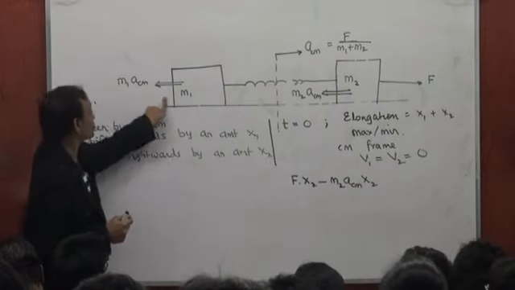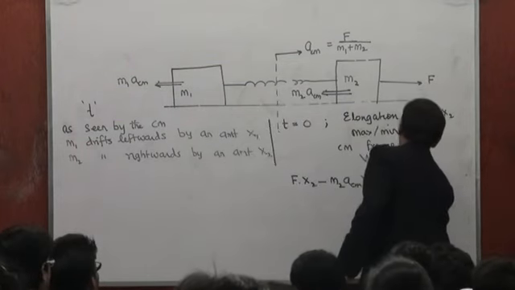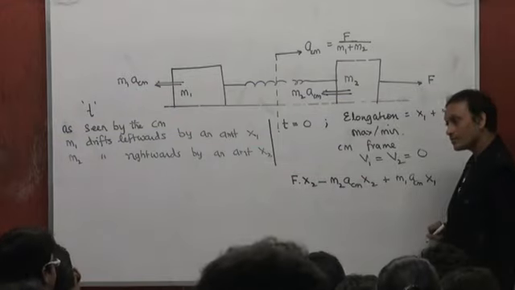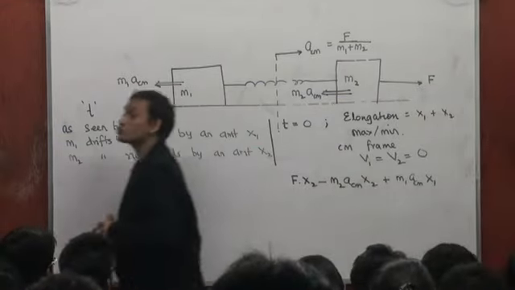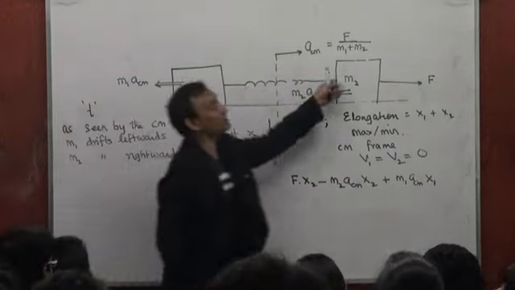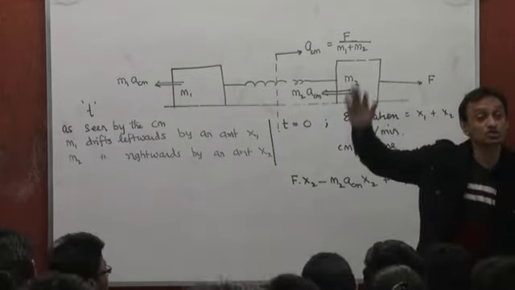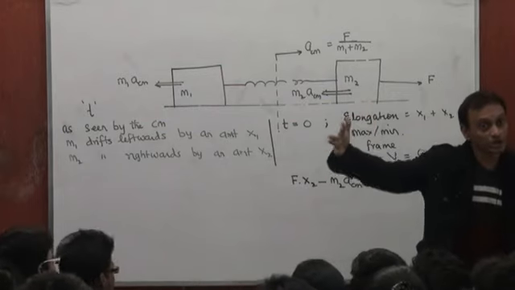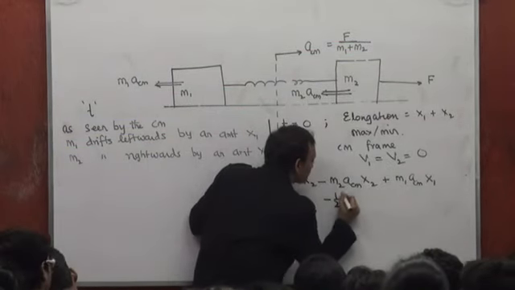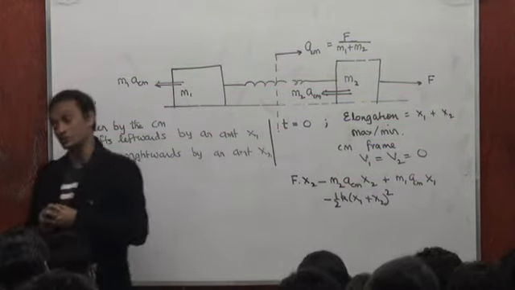Work done by M1 ACM: now this displacement is x1 to the left, so work done by M1 ACM is this into x1. There is also spring force. Work done by the spring force is negative of the change in elastic potential energy. Initially elastic potential energy is 0. Final elastic potential energy is half k (x1 plus x2) whole square. Yes or no? So negative of the change in elastic potential energy is minus half k (x1 plus x2) whole square.